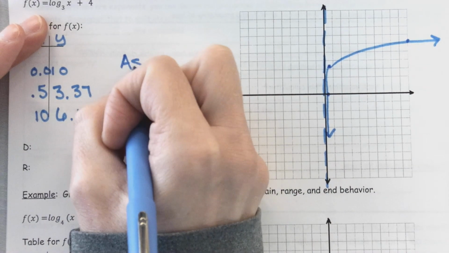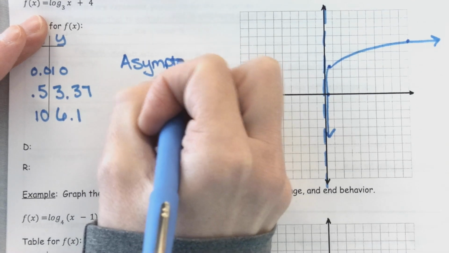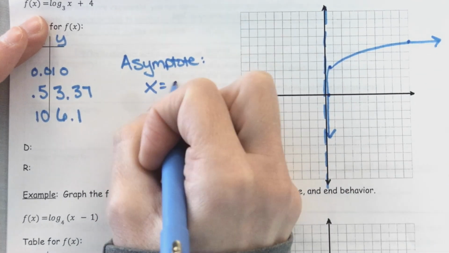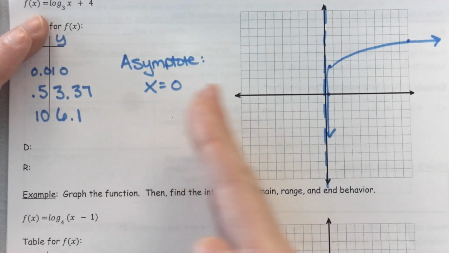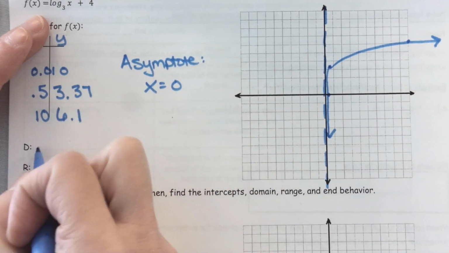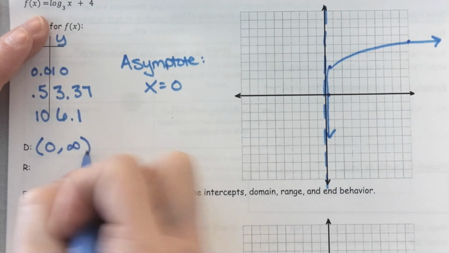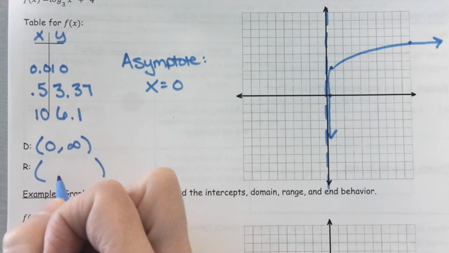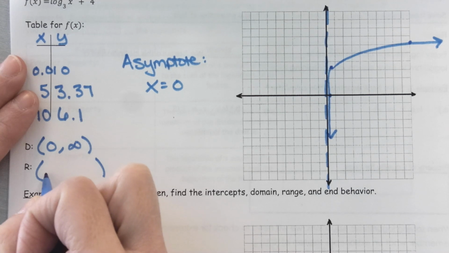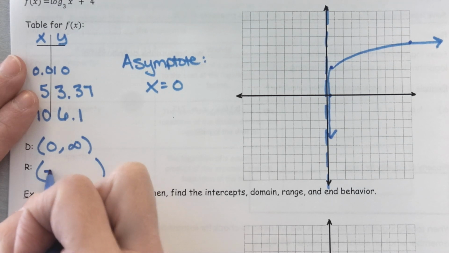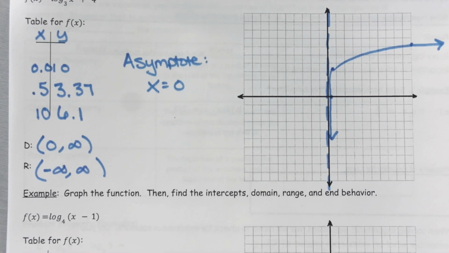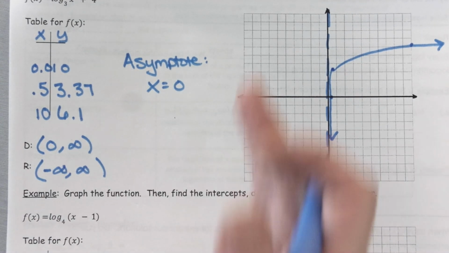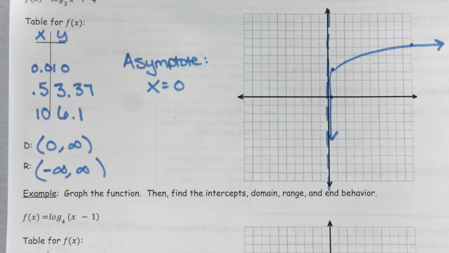So where is my asymptote here? What's the equation? X equals 0 again, because it's the vertical line that comes down right here. My domain, where does my graph pick up? 0 to positive infinity. And then what's my range? Yeah, negative infinity to positive infinity. The asymptote is where, remember we just scrolled and saw where the hard stop was, where it said undefined.